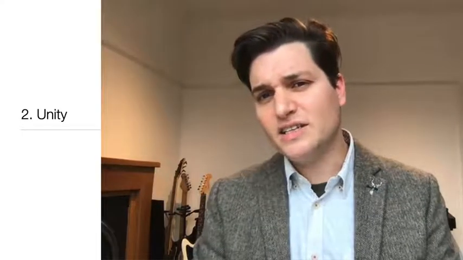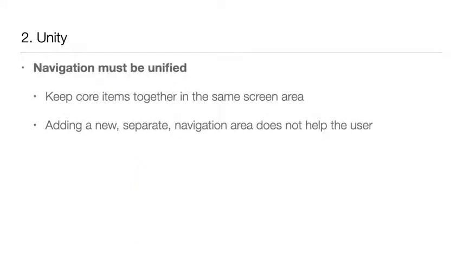Second item is unity. Now, navigation items must be unified together. So you really want to keep core items together in the same screen area. Otherwise, you're going to be darting around trying to find the thing you're looking for. Well, actually, it should all be there in the center. Keep core items together. Adding a new separate navigation area does not help the user because you're moving things around, they get lost. And when people get lost, they just don't know what to do.